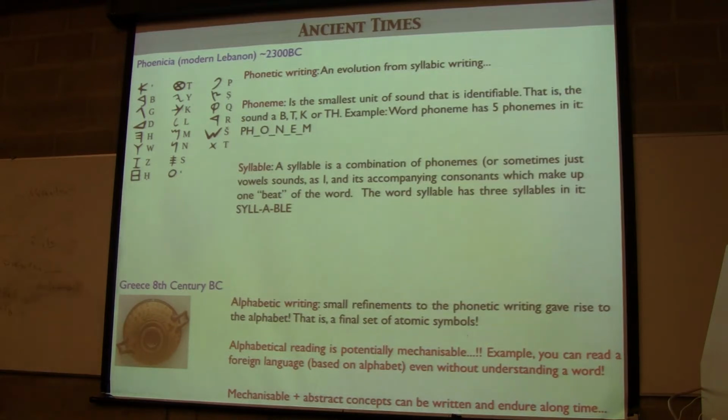So they created the first alphabet. Now, Seraphim wrote here that alphabetic reading is mechanizable, but I don't think English is really that mechanizable, because in English you have a really weird system where the signs on paper don't correspond to sound in any way. I don't know, it's really hard.